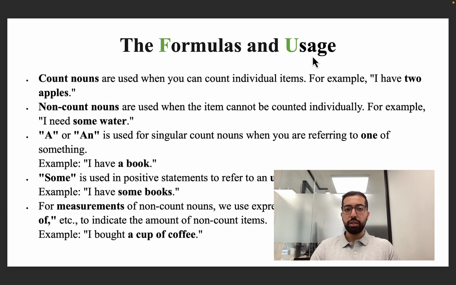If you have 2 books, you cannot use a. You say, I have 2 books. You omit the a. Some is used in positive statements to refer to an unspecified quantity of something. Example, I have some books. For measurement, for non-count nouns, we use expressions like a cup of, a bottle of, etc. to indicate the amount of non-count items. For example, I bought a cup of coffee.